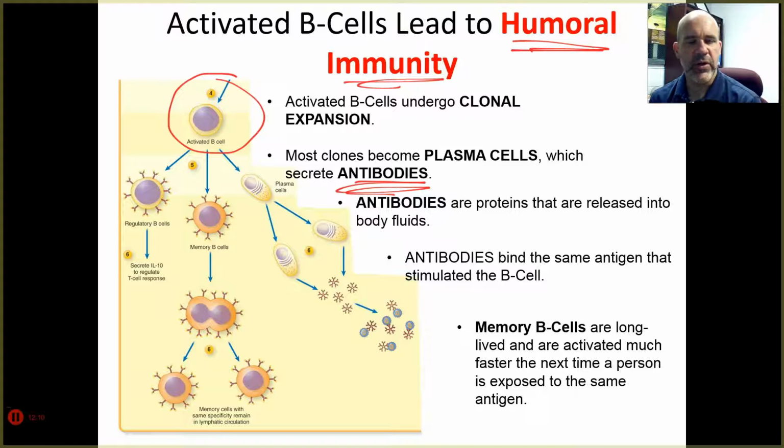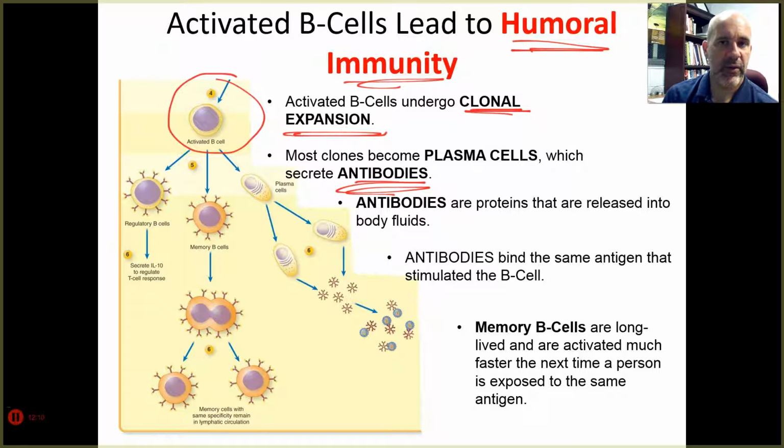So this diagram doesn't really show it, but when that B cell gets activated, it is going to divide over and over and over again. So it's going to undergo clonal expansion. And so you're not going to have just 3 copies like you see here. There are going to be many, many, many, many, many clones of the original.